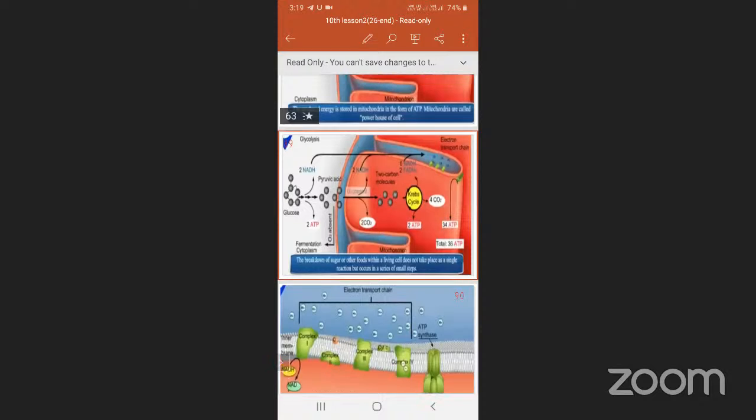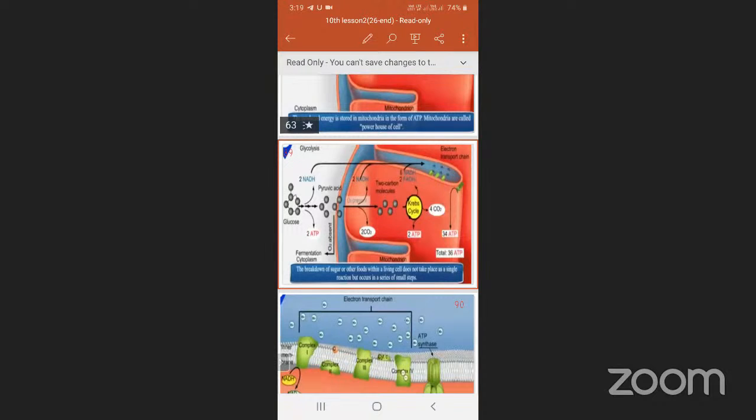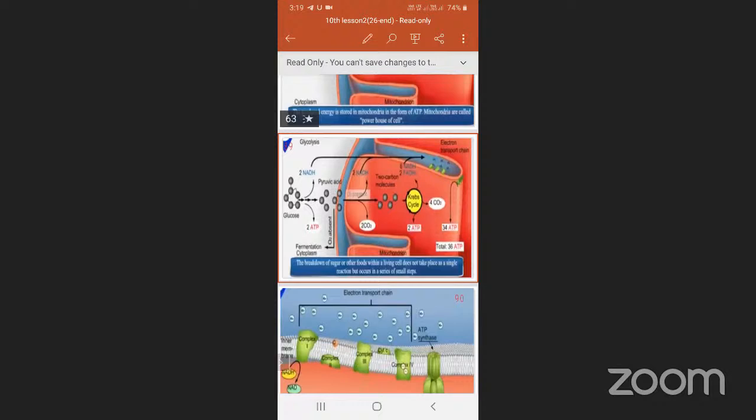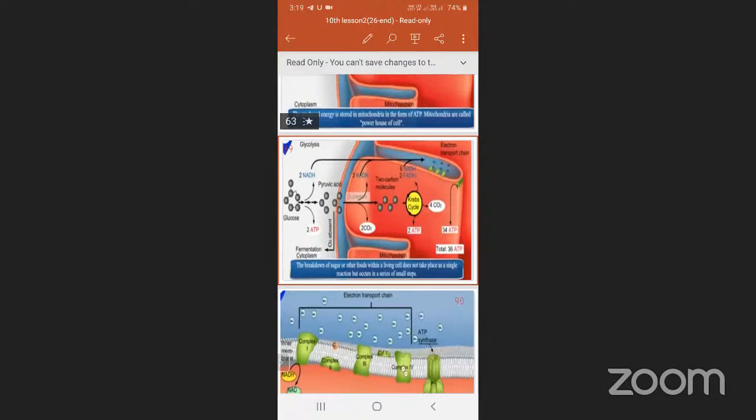Look at the screen, all of you. A series of small steps, not a single reaction. The breakdown of sugar or other foods within a living cell does not take place as a single reaction but occurs in a series of small steps. See here how many steps there are. In this manner the reaction will occur in a series of small steps.